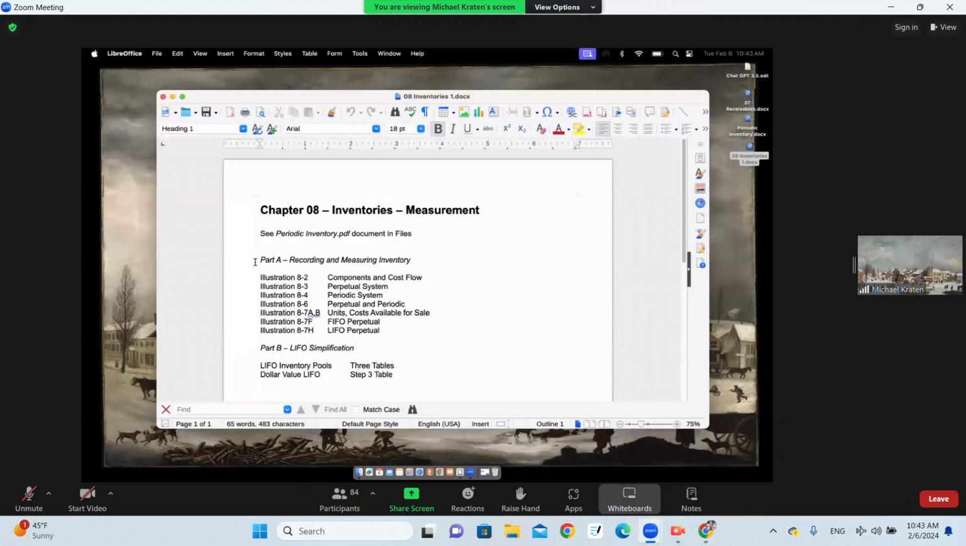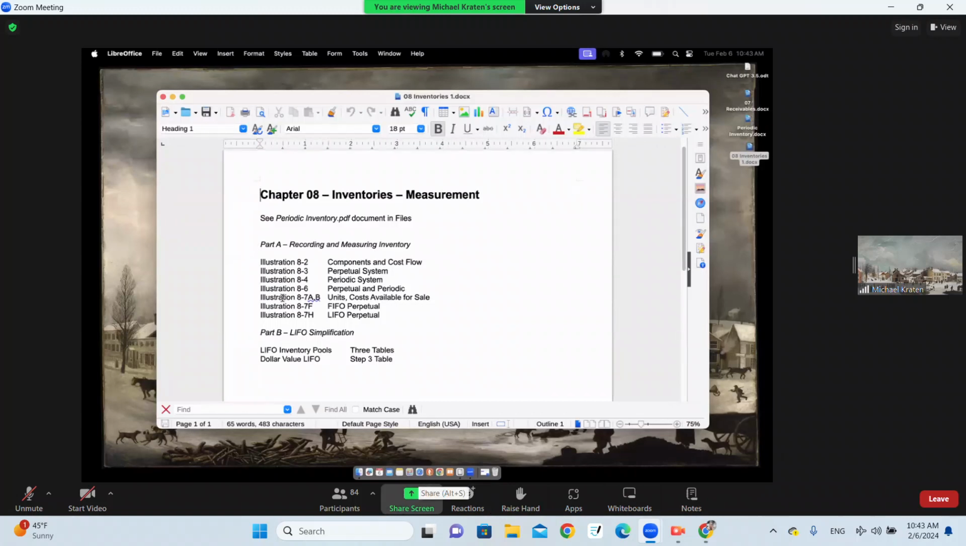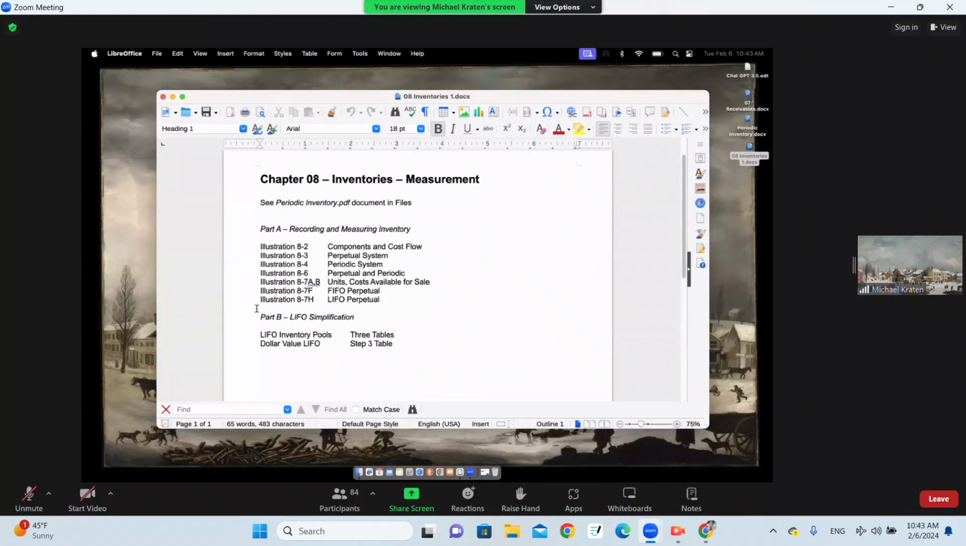So let me now focus on inventories. Now, there are basically three different parts to this chapter. I know you say three different parts, but I only see a part A and a part B. Realistically, illustration 8-2 is a lot, and that's what we're going to focus on today. In addition, FIFO and LIFO is a lot, and we'll probably focus on that Thursday this week.